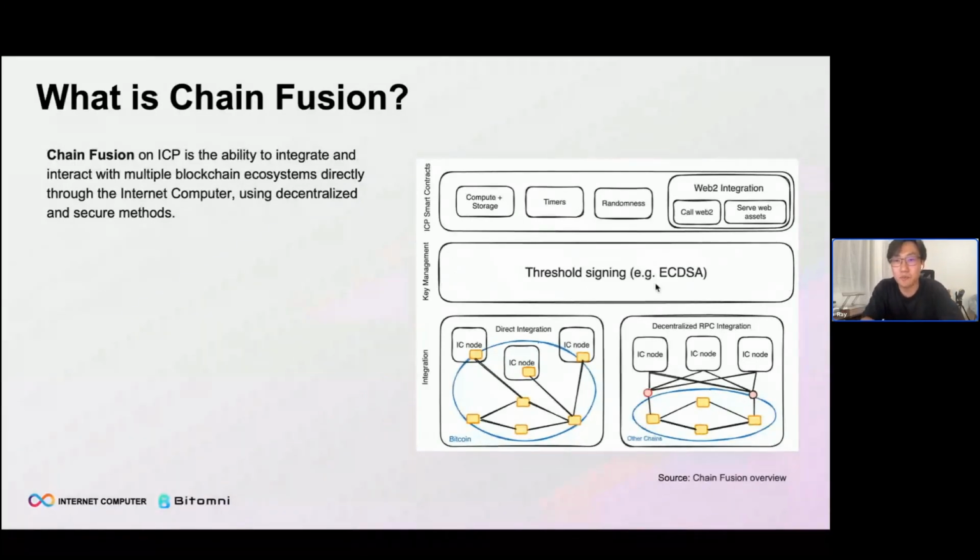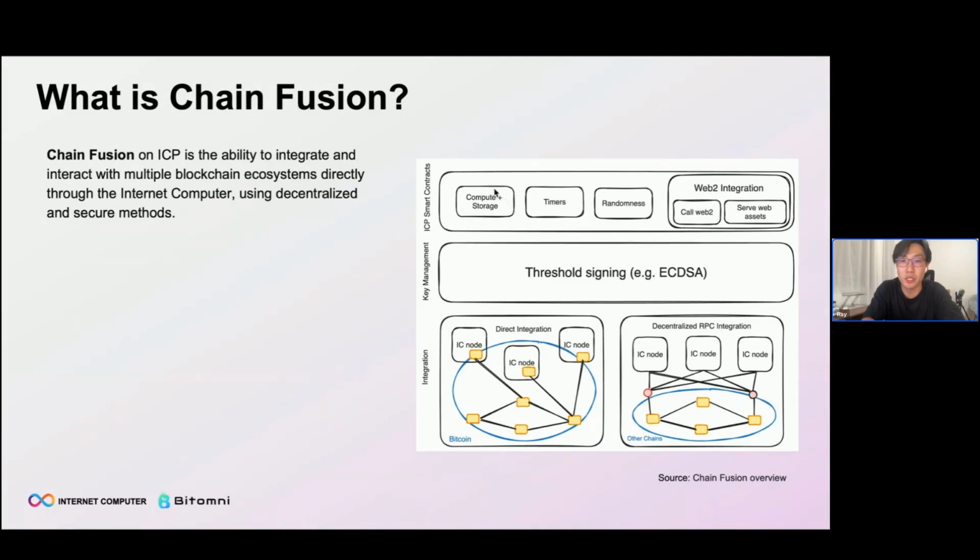And here, take as an example the ECDSA signature, which is integrated with threshold signing. We normally call it TECDSA, and this signature is crucial for integrating with Bitcoin natively. I'll talk about that later. And this key management layer is the central part of this chain fusion capability. And also at the top, we have the ICP smart contracts, which are those unique but basic features of ICP.